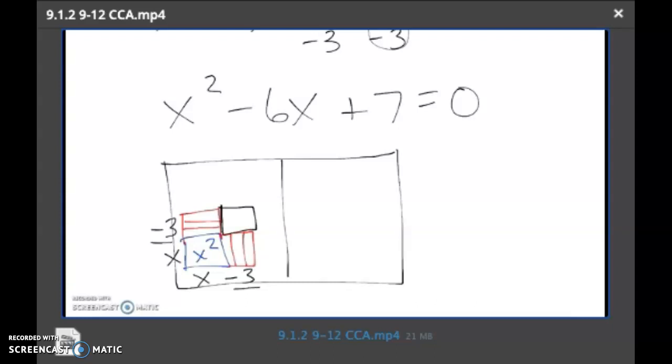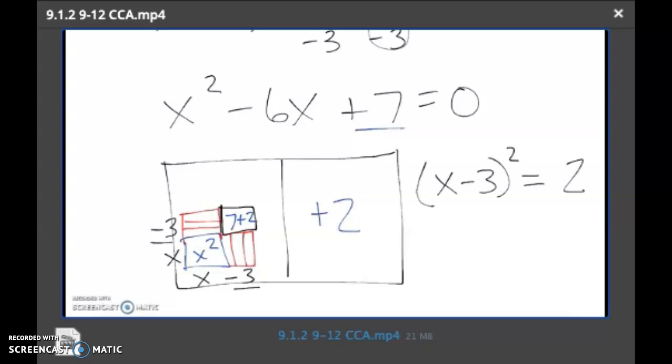So that corner piece has to have 9 pieces in it, okay? So currently, from my equation, I have 7 ones, but I need there to be 9 there. So I'm going to have to add 2 to make 9. And if I add 2 to the left, I have to add 2 to the right. So now I have my perfect square on the left, x minus 3, quantity squared, and I have it equal to a positive 2.